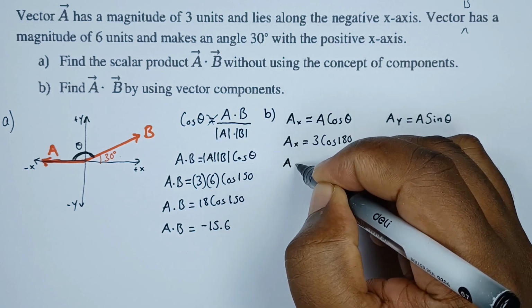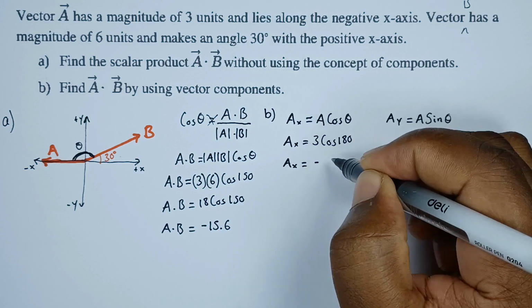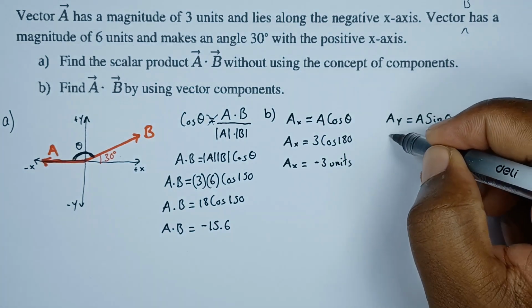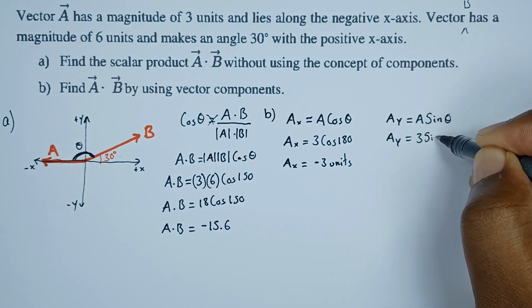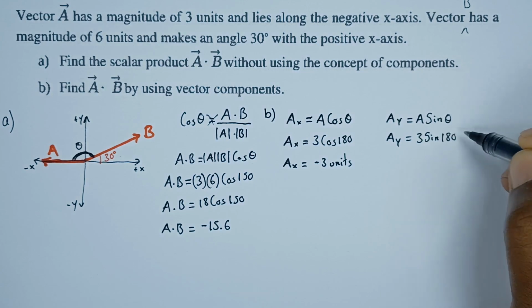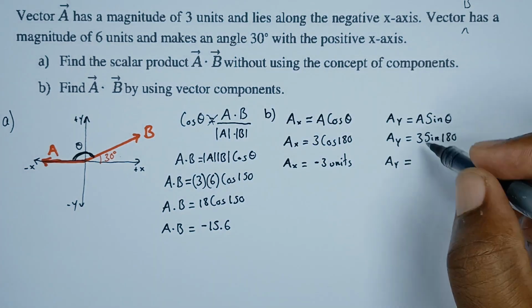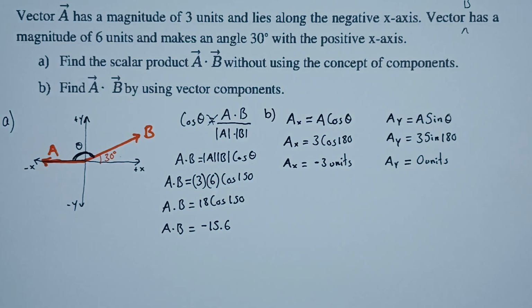So Ax, we have 3 cos 180. So 3 cos 180 is simply negative 3 units. For this other one, we have Ay, which is equal to 3 sine of the direction for vector A, 180. So this will give us 3 sine 180, which is simply 0 units. Okay, so from there now, let's find the components of vector B.